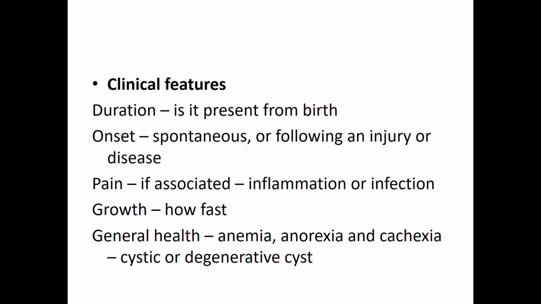Next, you should always ask about pain, whether it is painful or painless. If it is painful, then you should suspect there's some kind of inflammation going on because of infection. Also ask about the growth, whether it is fast growing or slow growing. And also ask about other symptoms related to general health, whether there is anemia, and check for anorexia, cachexia. This can help us to see if there is a cystic or any degenerative cyst here. So this is about the history that you need to ask.